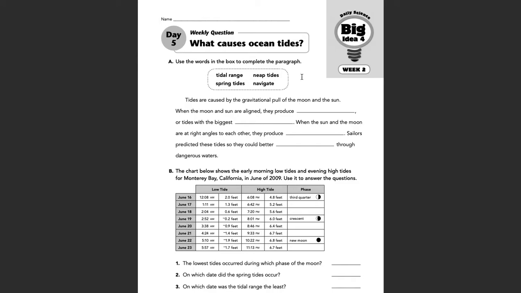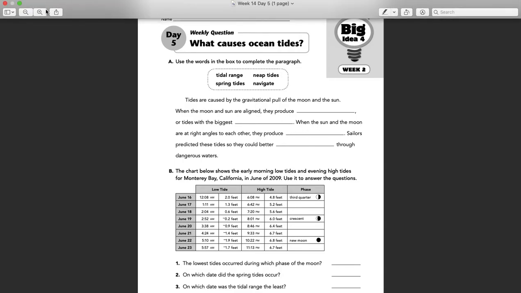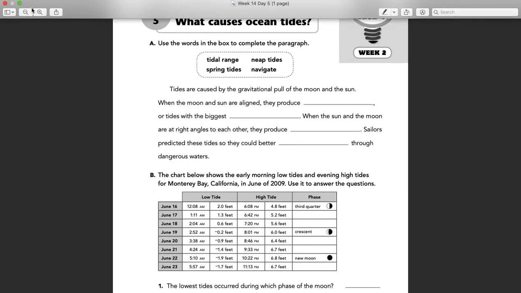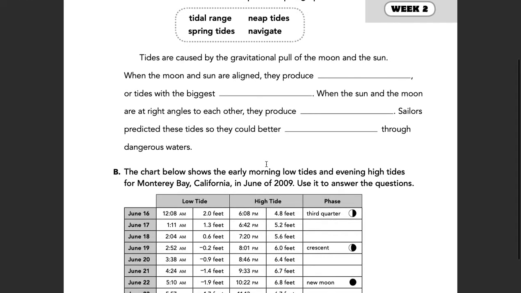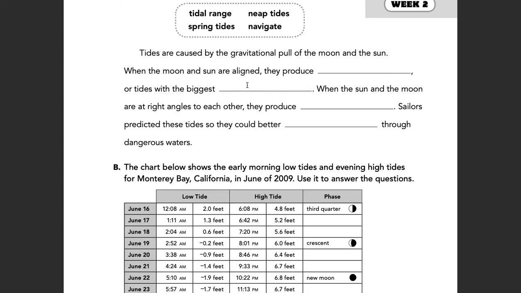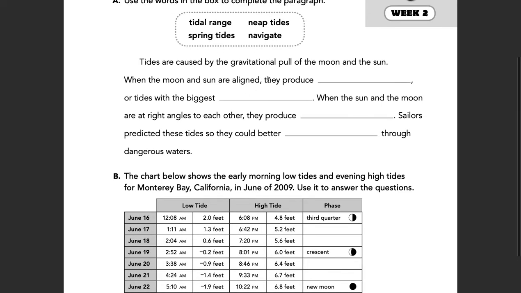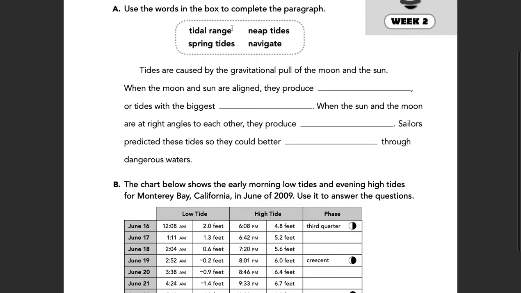Part A just wants us to use the word bank right here to complete the paragraph. So I'm going to zoom in a little bit. There we go. So it says tides are caused by the gravitational pull of the moon and the sun. When the moon and the sun are aligned, they produce, we have these 4 options.